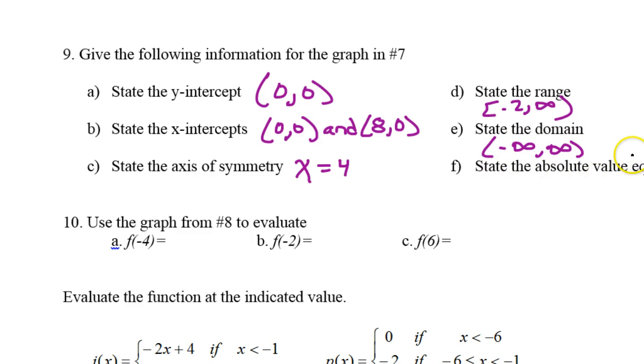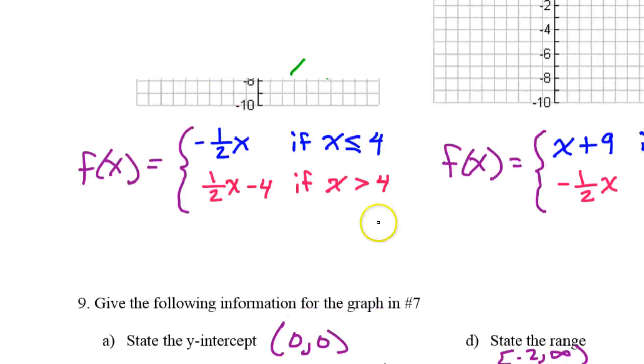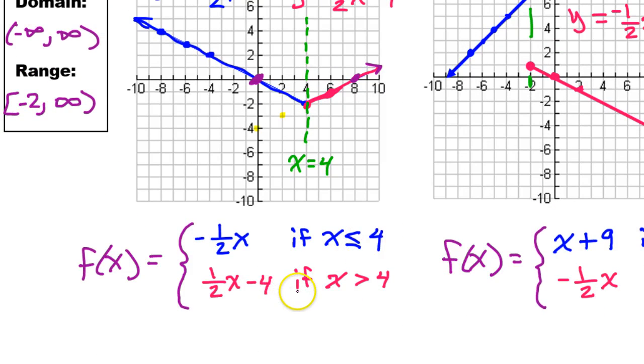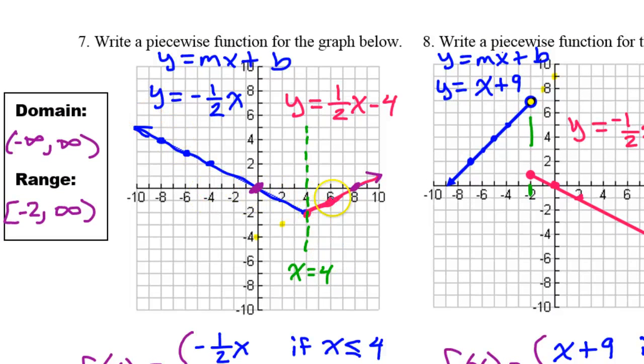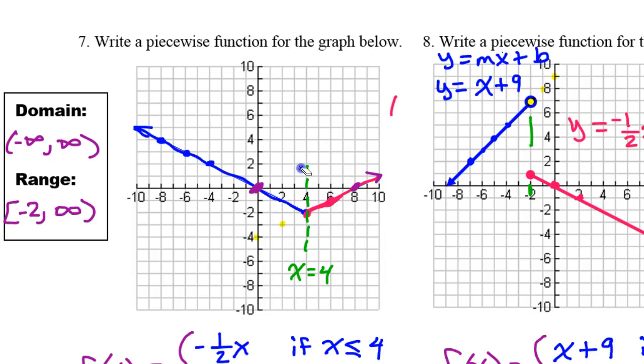Okay, state the absolute value equation. All right, that's new. So we wrote a piecewise function, but this is an absolute value function. You can tell by the fact that it's a symmetric V. So yeah, let's talk about that. So if I want to make an absolute value equation for this, I'm going to want to pay attention to what the vertex is. Clean this up a little bit. Okay, so notice that the vertex is here at, it's to the right 4 and down 2.